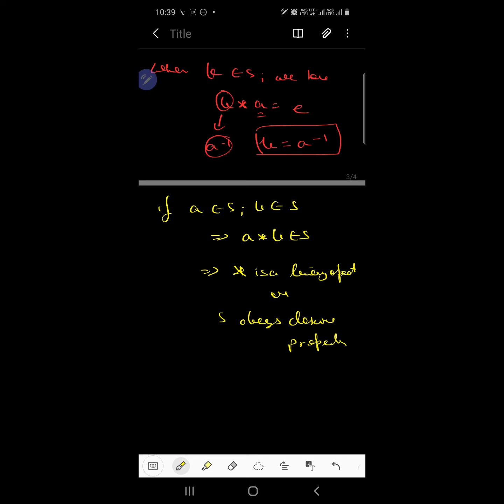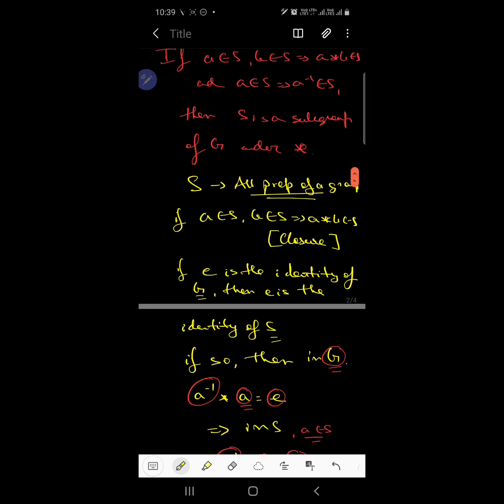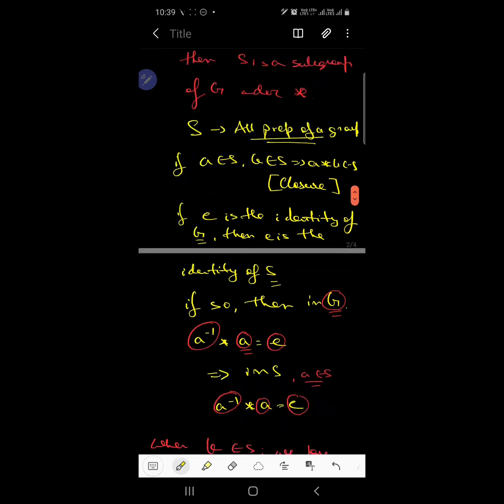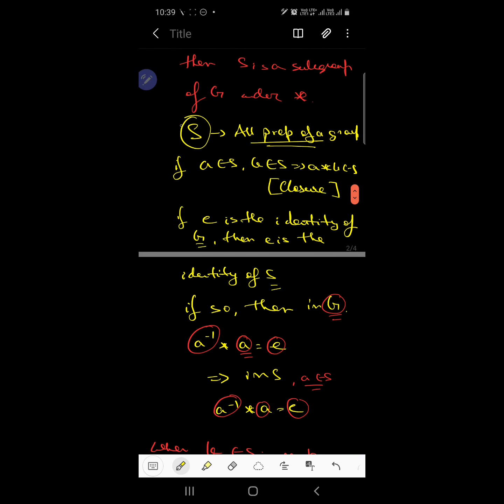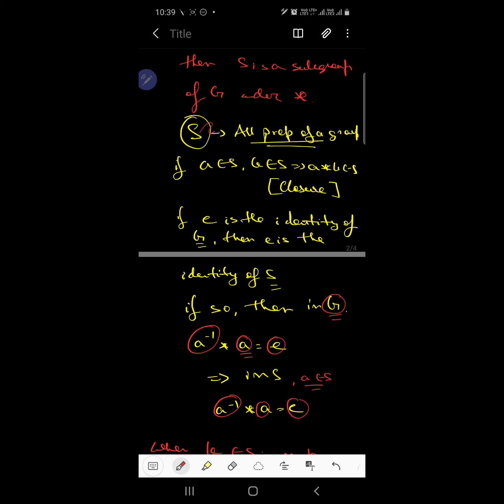Right? Now see, understand the difference between the two statements. Here what we have considered, since, okay, I have written a wrong statement here. No, it is right. Let's see what is the difference. See, here we have considered that S is a group.